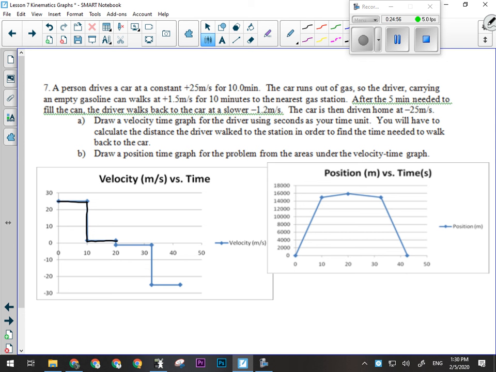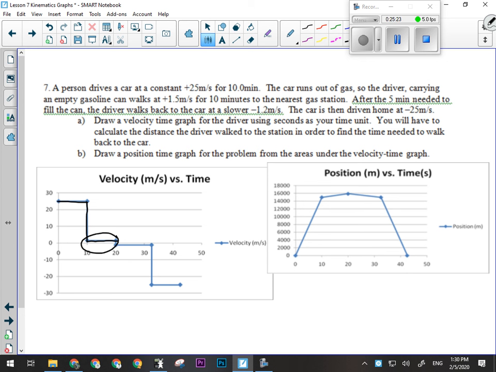So what I have to do is find the area underneath the line for this section, because that would be the displacement from the car to the gas station. Everybody follow my logic there? So I'm going to have 1.5 meters per second times 600 seconds, which is going to give me 900 meters. So it's 900 meters from the car to the gas station. Pretty lucky that they only had to walk less than a kilometer to get to the gas station.